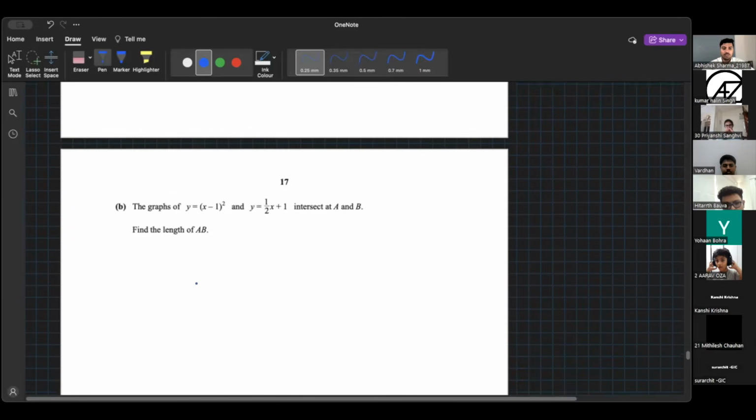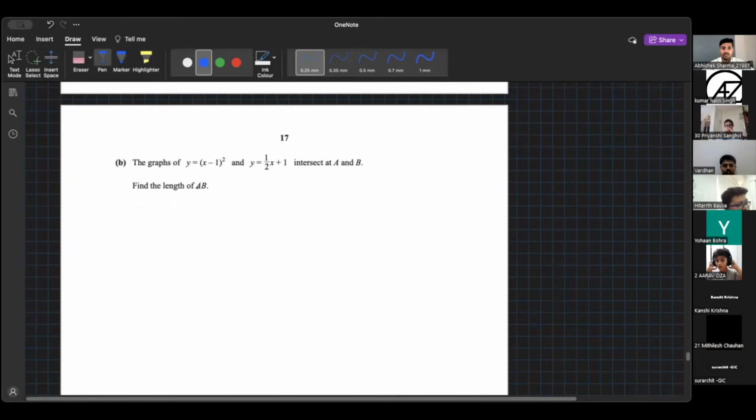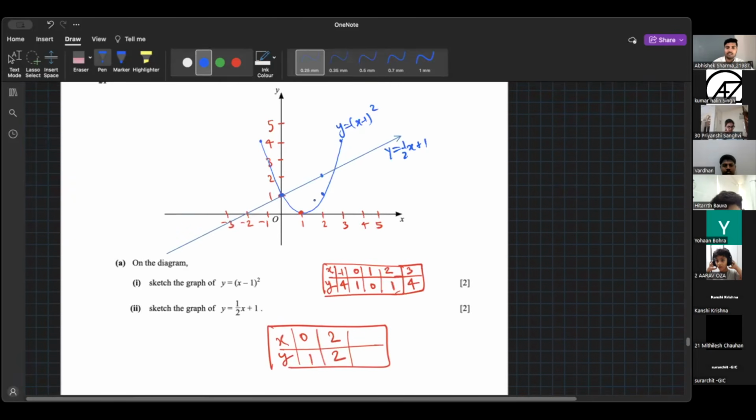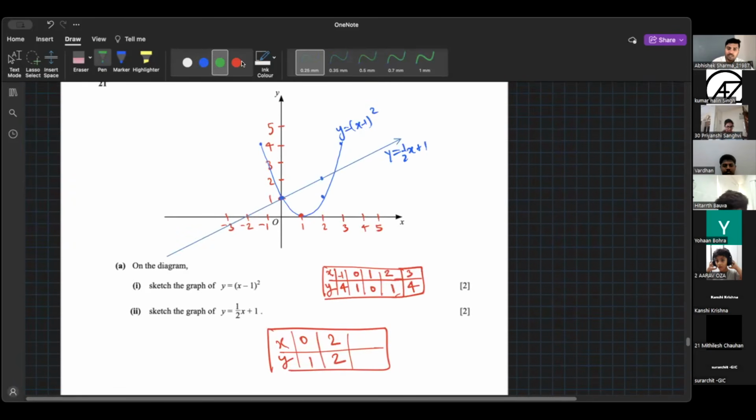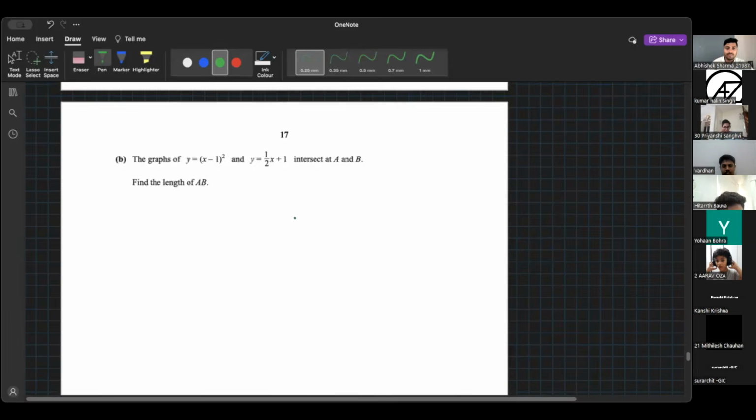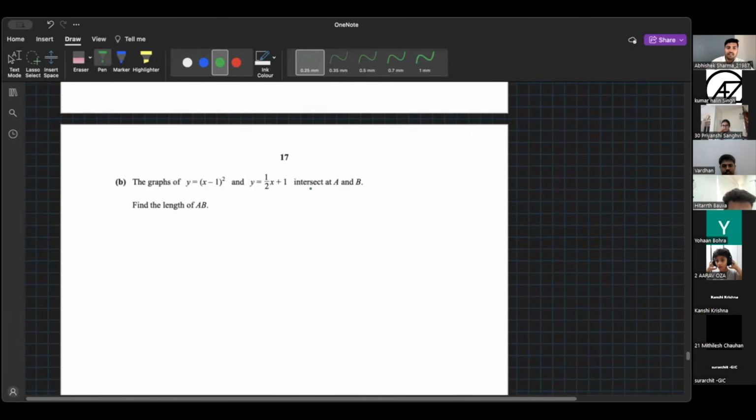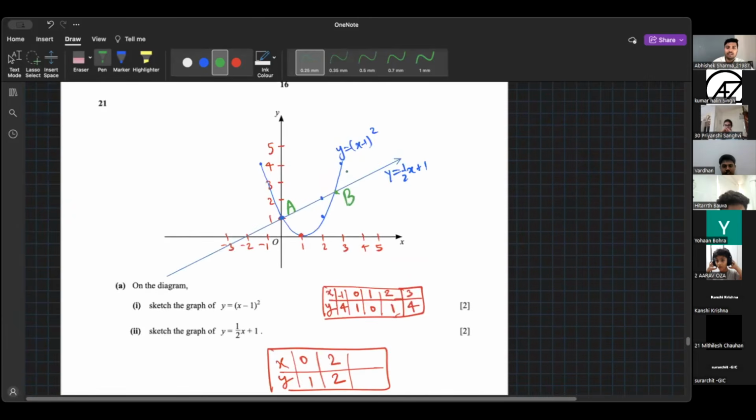Moving on to part B, it says the graphs intersect at A and B. There are 2 points of intersection. The first point of intersection is A, and the second is B. Find the length of AB. To find the length of AB, we need the coordinates of A and B. Coordinate of A is clearly visible. It is 0, 1, right?